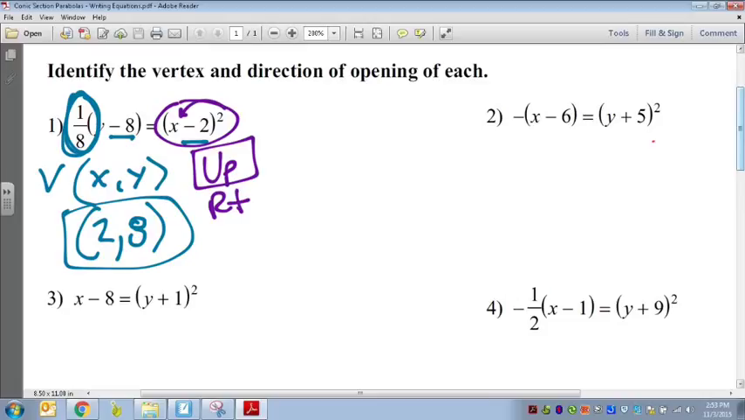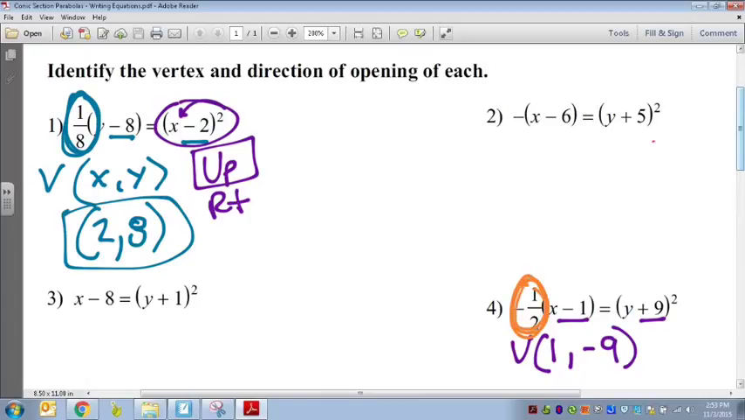Why not? Just because I'm feeling crazy. So looking here, I'm going to write my vertex. My x part is right there: minus 1, we do the opposite, positive 1. The y part is plus 9, so we're actually going to do the opposite, minus 9. So there's my vertex. Then I'm going to look for two things: if it's opening up, down, left, or right.